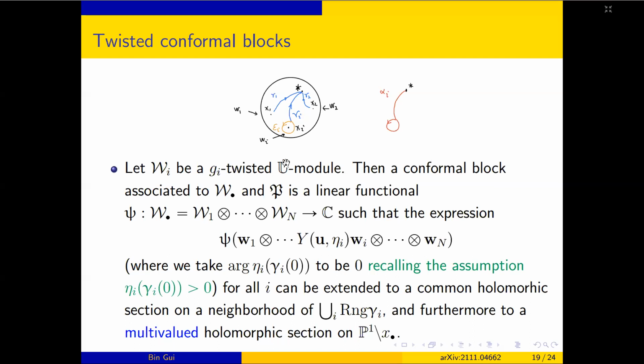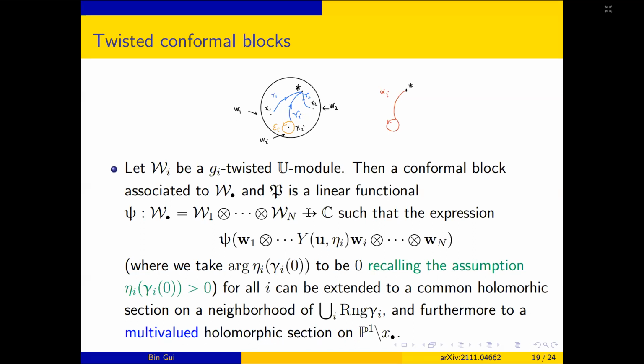And you choose a GI twisted U module WI, which means that the monodromy of WI, when you move around this circle around the mark point, is reflected by the action of this small group element GI. This is the definition of the GI twisted module. Then I define the conformal block associated to all these modules and this data to be a linear functional, which should also satisfy a certain covariance property.